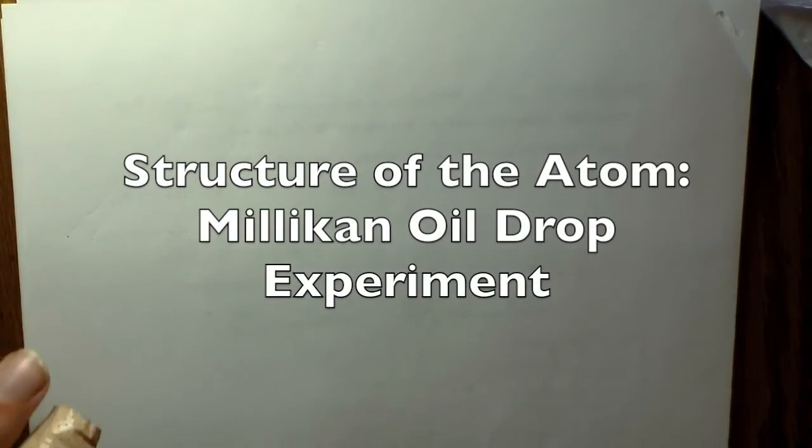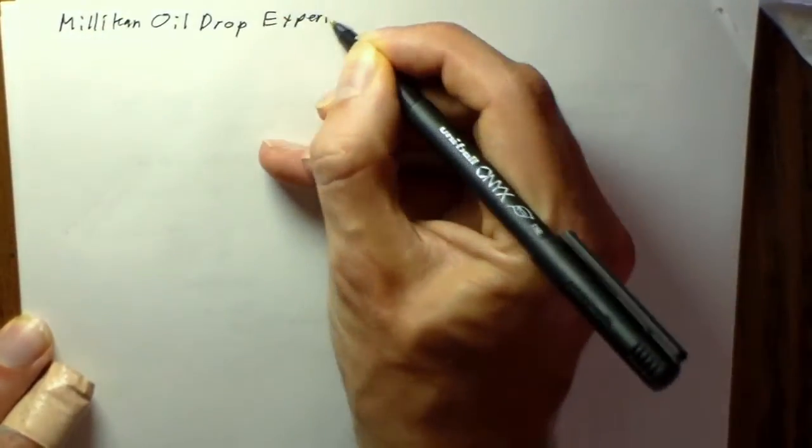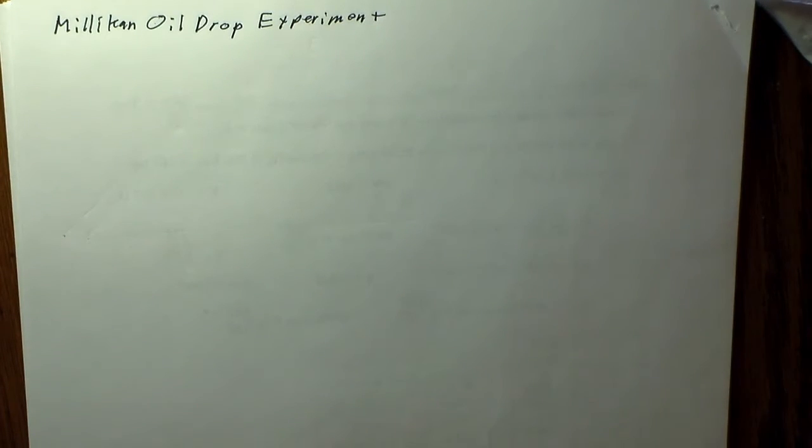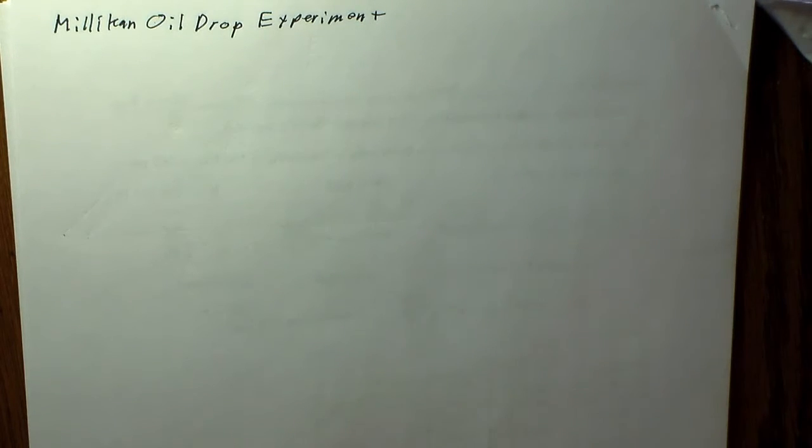All right, so today we're going to be talking about the Millikan oil drop experiment. Now, the reason they were doing this was to discover what the charge was on an individual electron. So here's a picture of the original apparatus that was used by Millikan back in the 1910s. But right here we'll just draw a little cross section so you get a better idea exactly how it was actually set up.